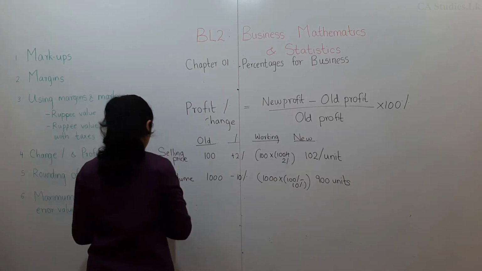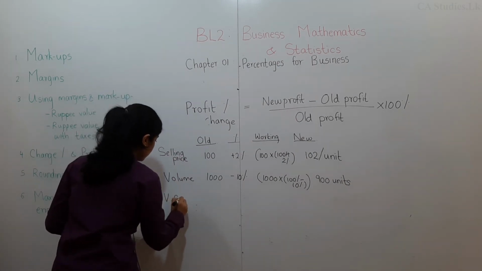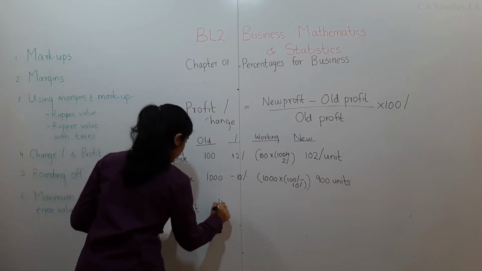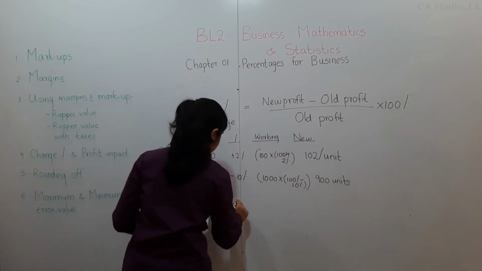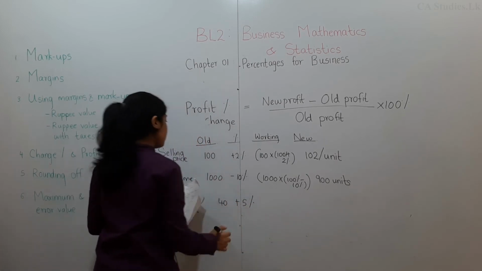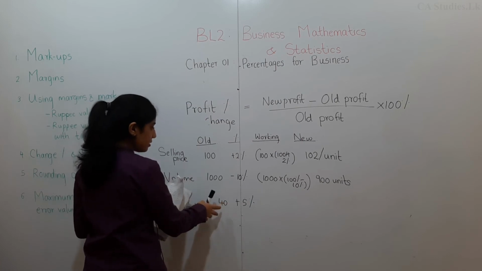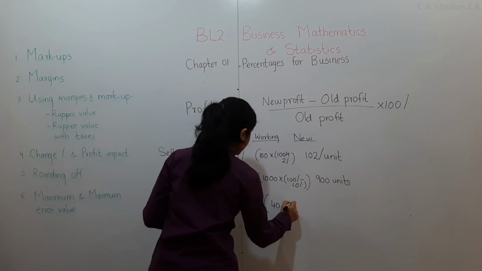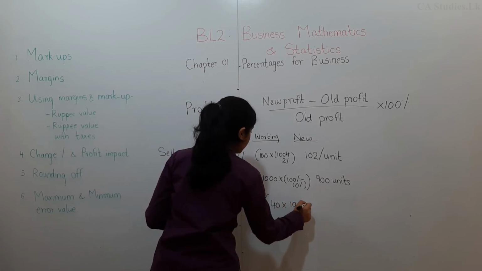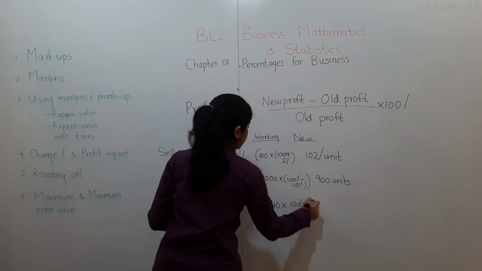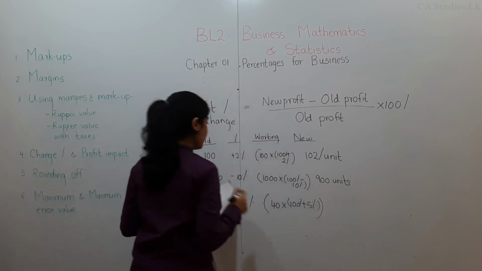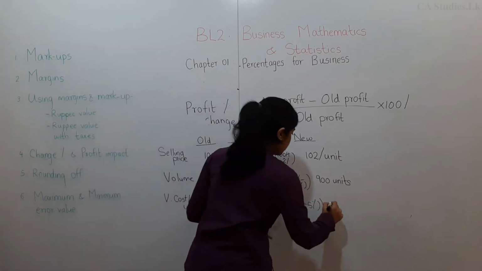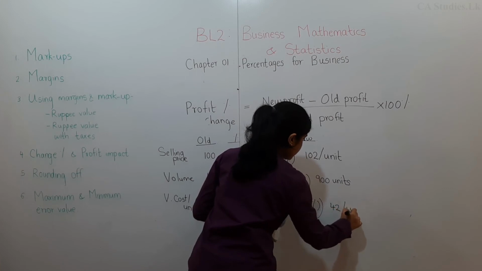Next, variable cost per unit. Old one was 40 rupees per unit. It increased by 5%. 40 is the base because that is what was changed. So 40 we can directly multiply by 105%. How we got it? 100% plus 5%. So 40 into 105, 42 rupees per unit.